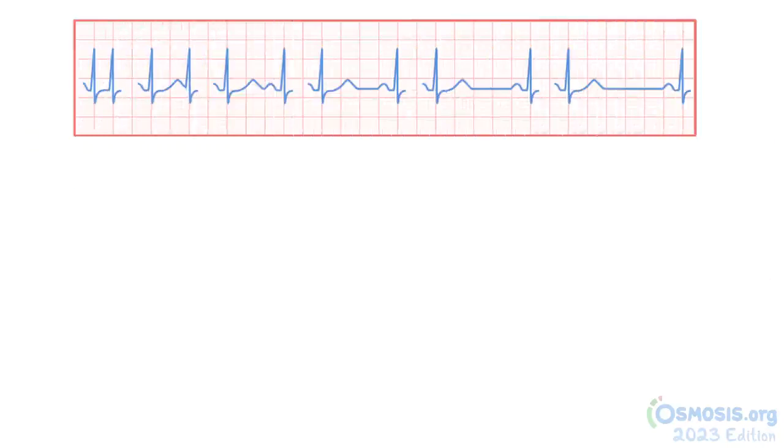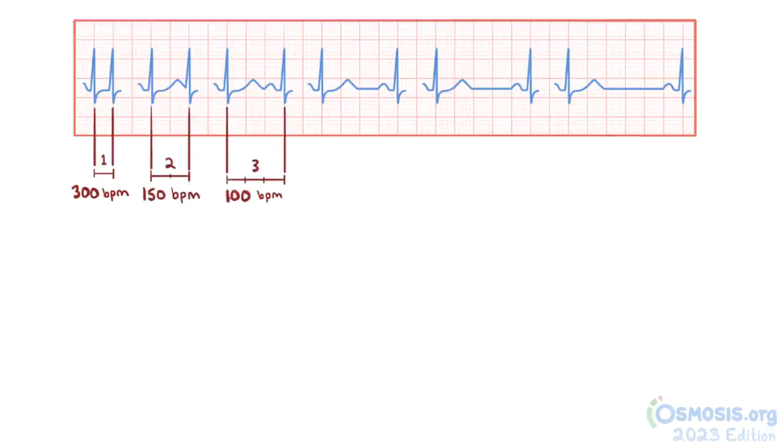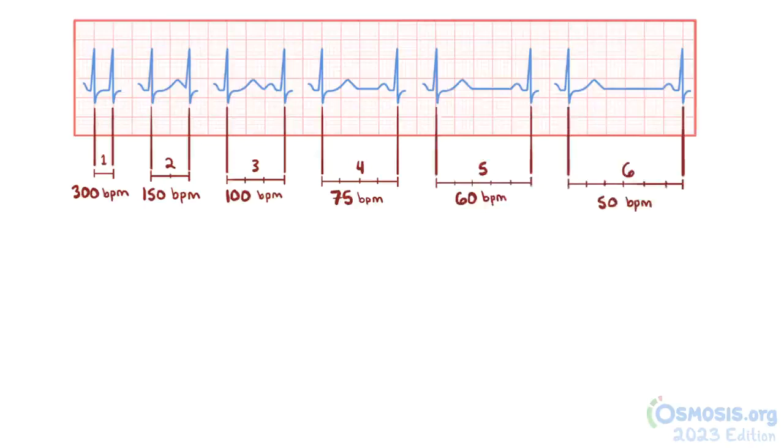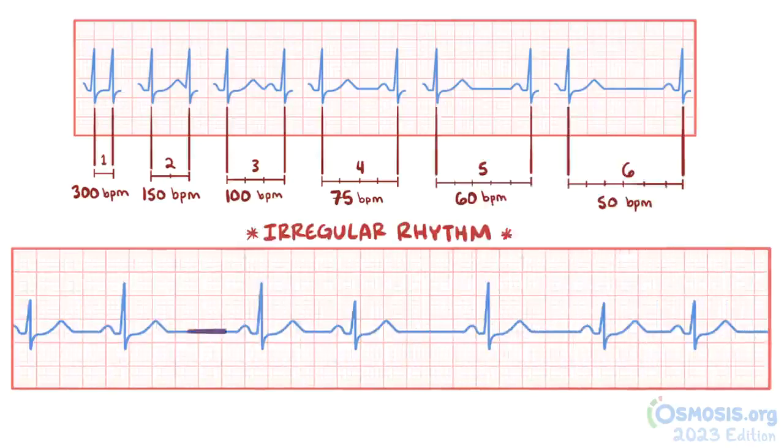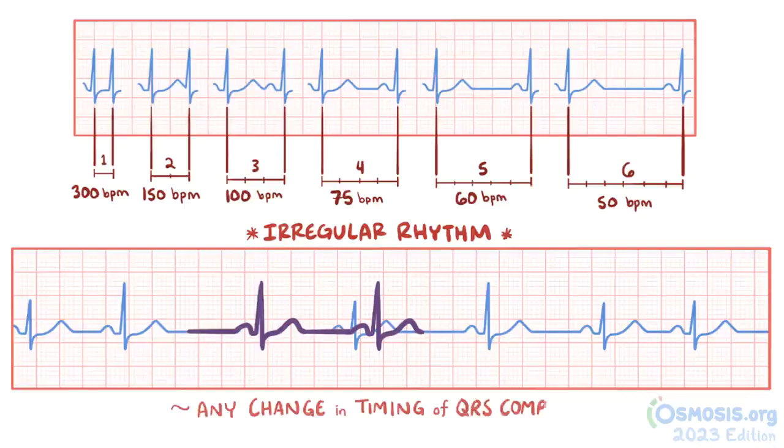Alright, as a quick recap, one quick way to estimate the heart rate on an ECG is to remember that one big box is 300 beats per minute, two big boxes is 150 beats per minute, three big boxes is 100 beats per minute, four big boxes is 75 beats per minute, five big boxes is 60 beats per minute, and six big boxes is 50 beats per minute. To help identify an irregular rhythm, you can look at the waveforms and see if there is any variation in the timing of the QRS complexes.